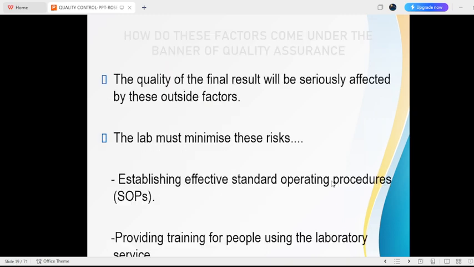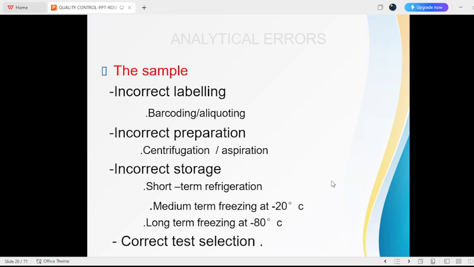How do these factors come under the banner of quality assurance? The quality of the final result will be seriously affected by these outside factors. So the lab must minimize these risks by establishing effective standard operating procedures and also provide training for people using the laboratory service. Next is about the analytical errors.